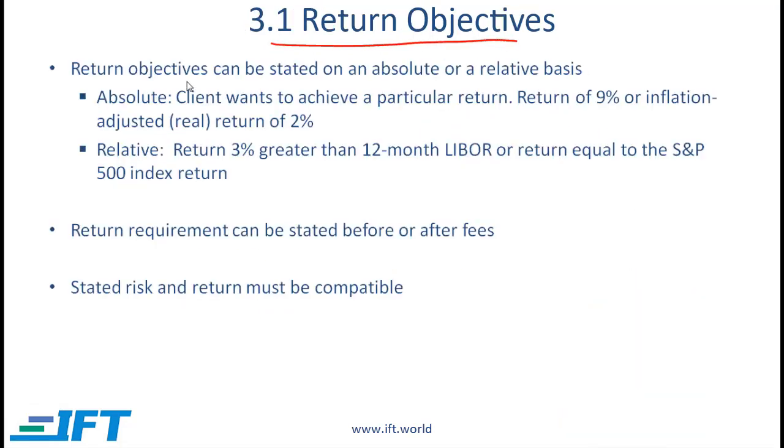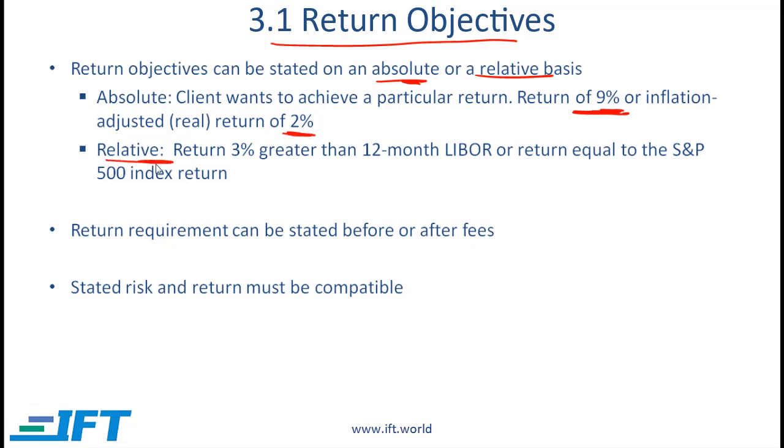Return objectives. Return objectives can be stated on an absolute or a relative basis. Here is an example of an absolute return objective. Your client wants to achieve a particular return. For example, your client might require or want a return of 9%. This would be a nominal return number. It is also possible that you and your client define an inflation adjusted or real return of, say, 2%.